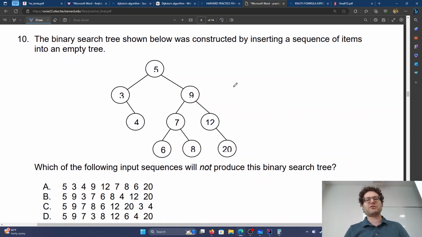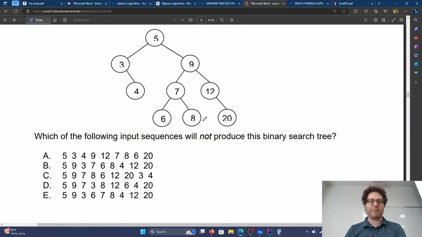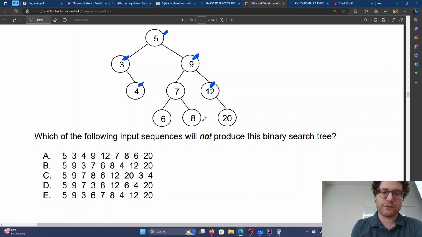A binary search tree was constructed by inserting a sequence of items into an initially empty tree. Which of the following sequences will not produce this binary tree? So let's look through this. If we insert 5 first, that goes to the root, then 3 would go here, then 9 would go here, then 4 would go here, 12, 7, 8, 6, and 20. This will make sense when we find the incorrect one.